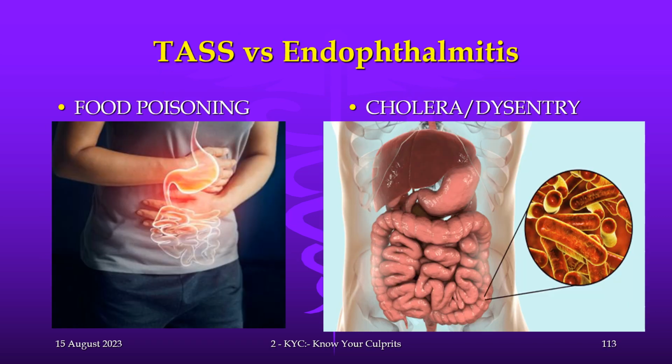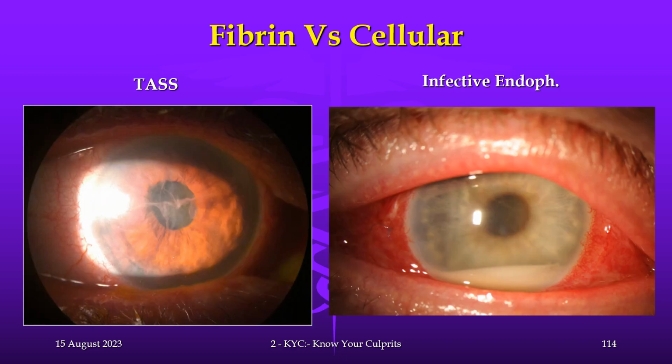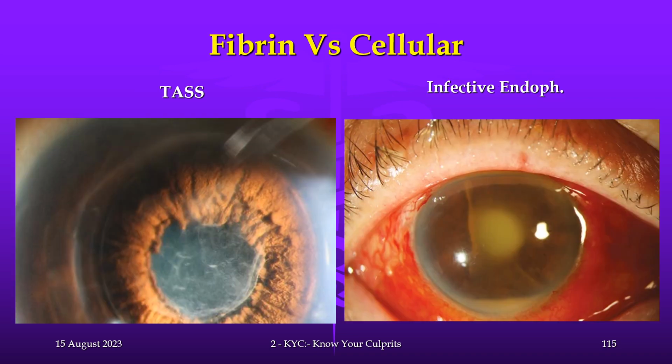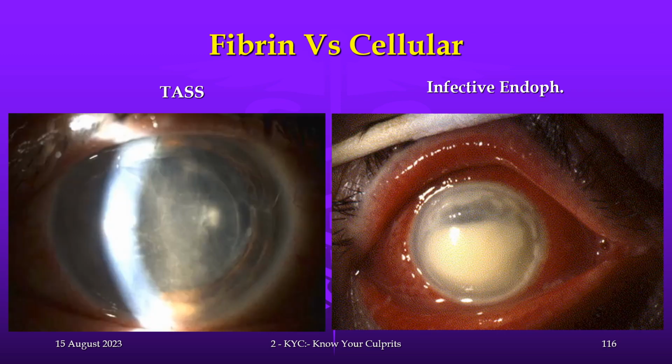We can mentally compare TAS to food poisoning, which is a toxic response, whereas endophthalmitis can be mentally compared to cholera or dysentery, which is an infection. TAS is more of fibrin response, whereas endophthalmitis is fibrin as well as cellular response. Moderate TAS versus moderate endophthalmitis, and severe TAS versus severe endophthalmitis.